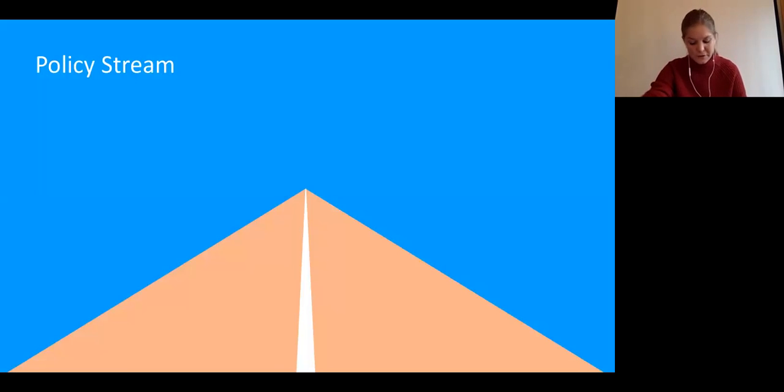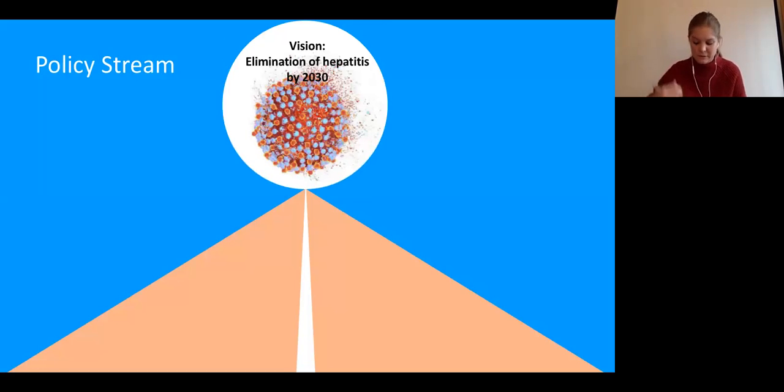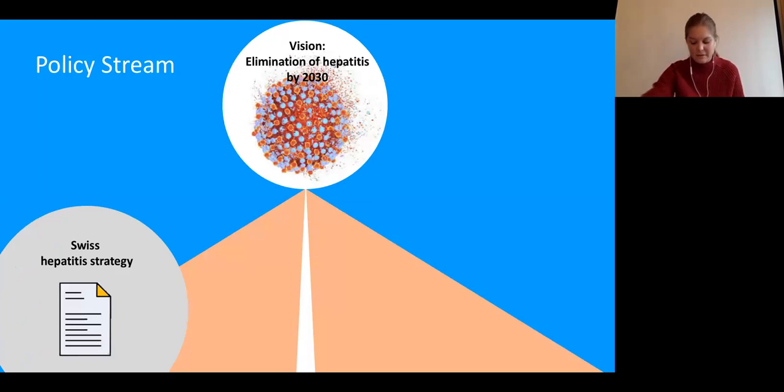So now we turn to the policy stream. In the policy stream, experts created the vision of eliminating hepatitis C by 2030. And this vision was already developed as soon as the new medicines were in sight, not even on the market yet. And in order to reach that goal, a Swiss hepatitis strategy was launched by a multi-stakeholder network. And it was the express wish that the strategy would also be supported by the FOPH ideologically and financially, but the administration didn't want to participate.